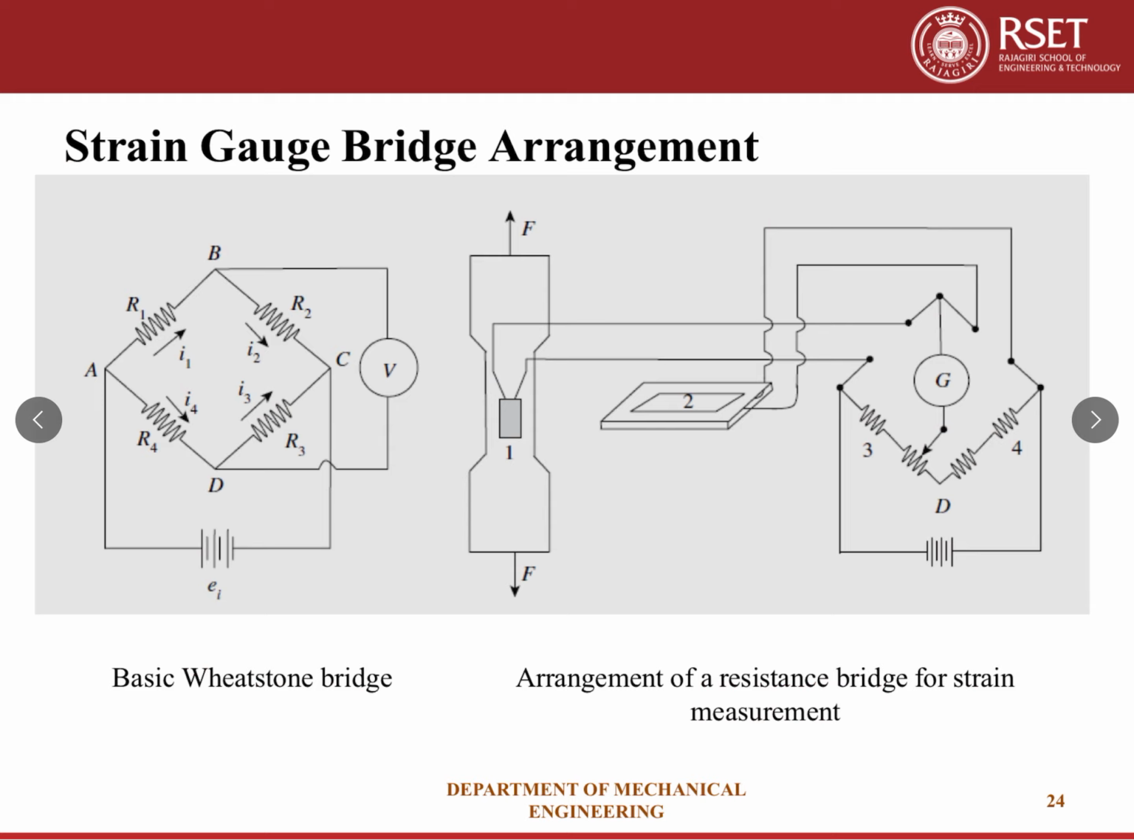Here we can see the arrangement. This is the body which is under axial load, this specimen. Here we have a strain gauge which acts as one of the arms of a Wheatstone bridge, and another strain gauge which is connected to a body of the same material, but it is not getting strained. So when temperature changes, the resistance of both the strain gauges changes. So we can compensate the temperature effect on strain gauge resistance.